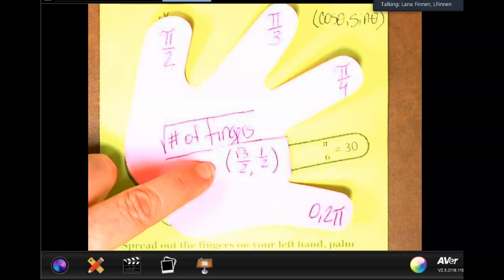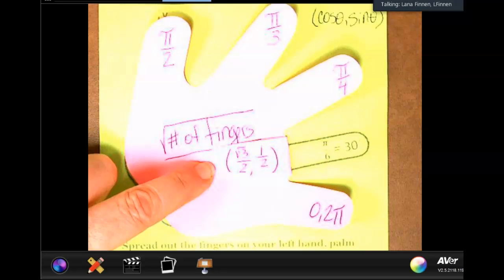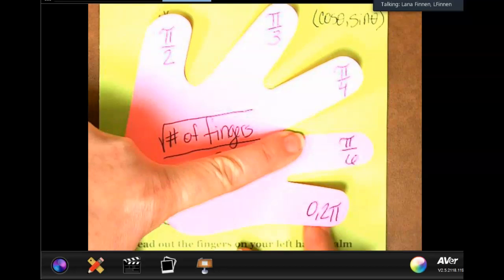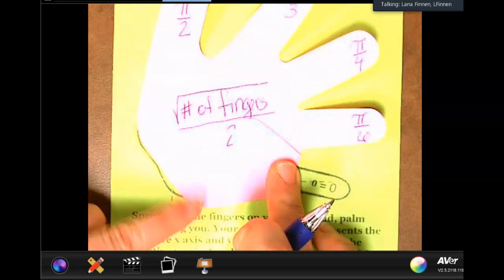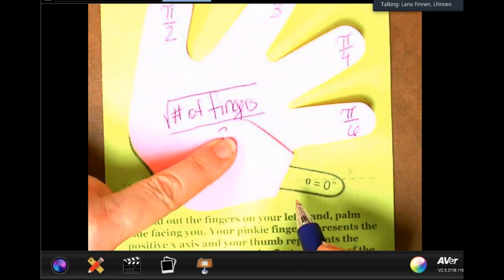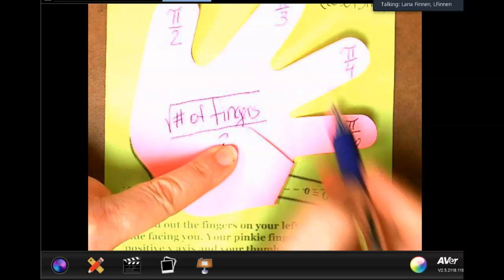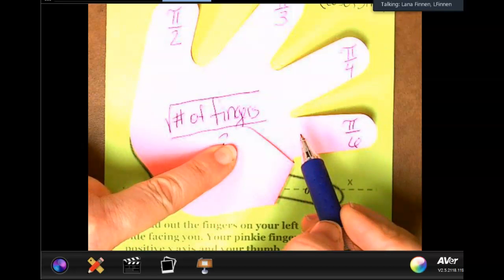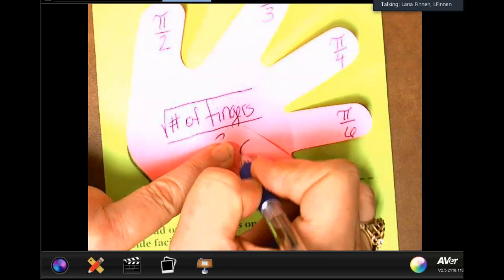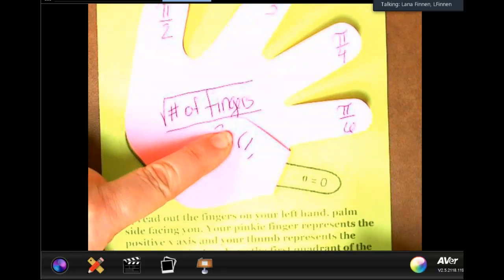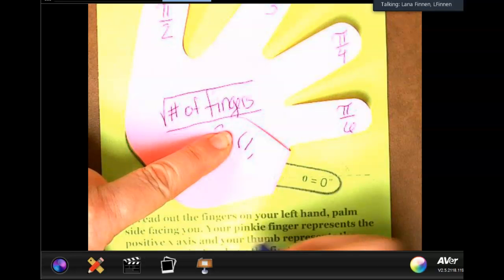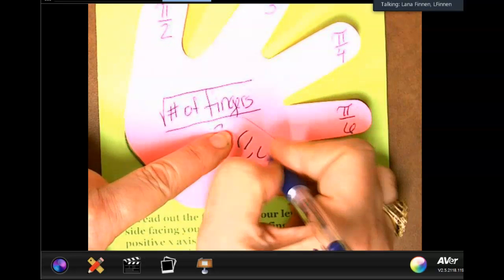It even works for the other ones that, again, everybody seems to have a lot of trouble with, the 0, 1, and the 1, 0. If I take this finger and I bend it back, I'm at 0 or 2 pi. Then I have 4 fingers to the left of it. What's the square root of 4? 2. Divided by 2 is 1. So my x value is 1. How many fingers do I have to the right of it? None. So it's 0. Exactly. 1, 0.